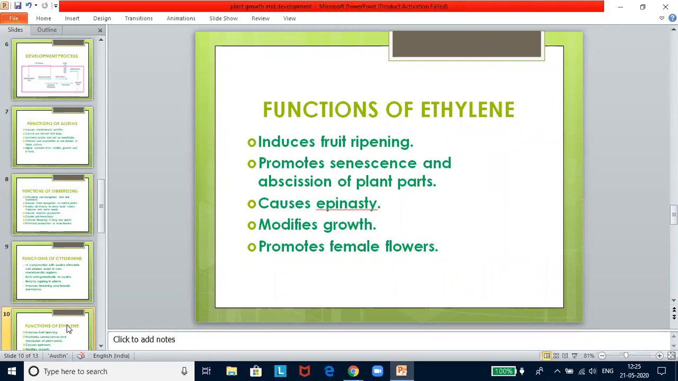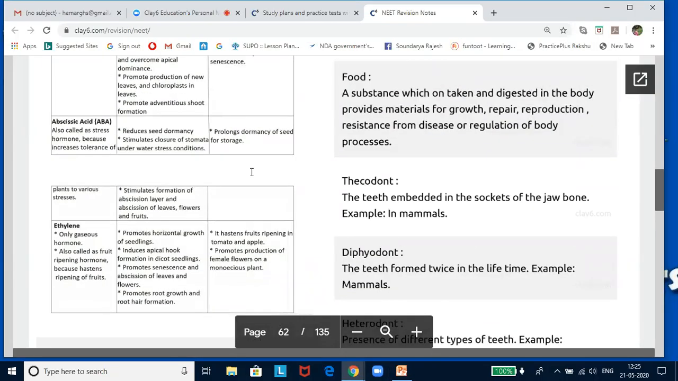It influences horizontal growth of seedlings and tighter apical hook formation in dicot seedlings. Ethylene application increases the number of female flowers and fruits in the cucumber plants. So, this is the function of the ethylene. Now, the last one we have to know is abscisic acid. In the quest for naturally occurring substances that were responsible for bud dormancy and leaf abscission, plant physiologists discovered a growth regulator in the mid 1960s, and this one was called abscisic acid.